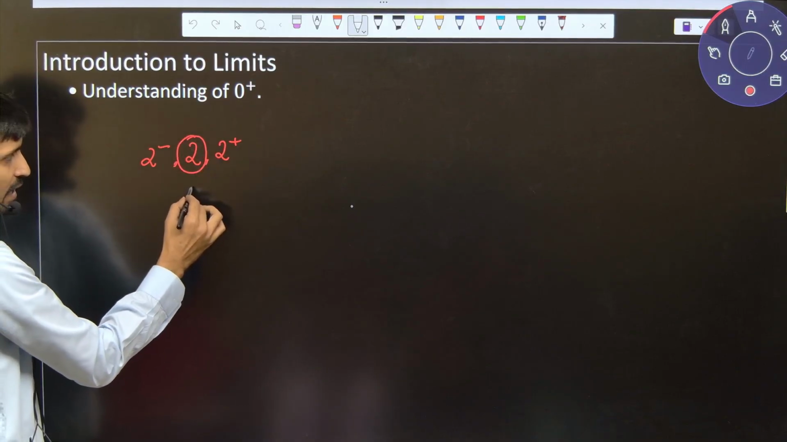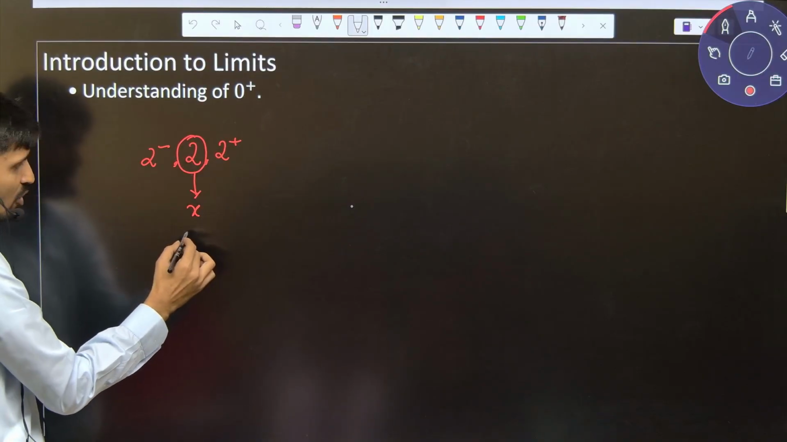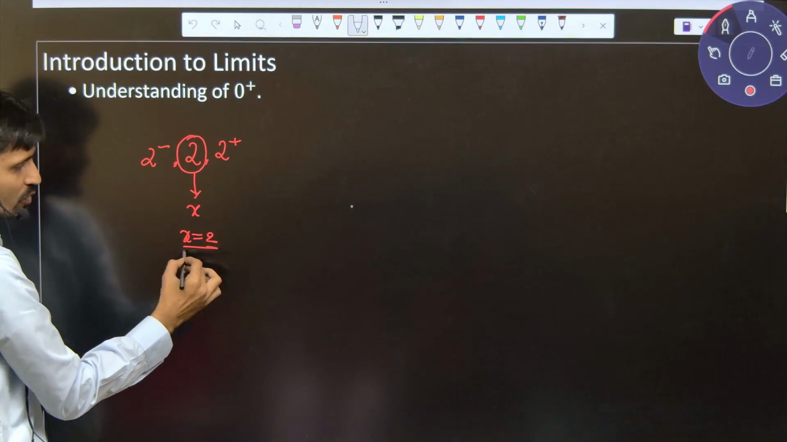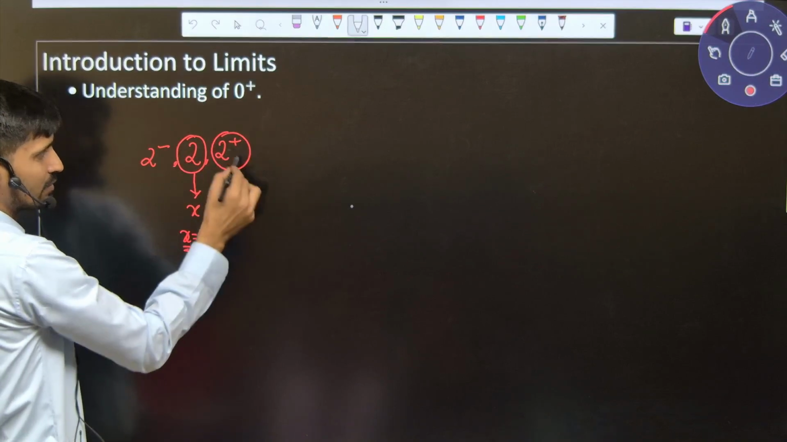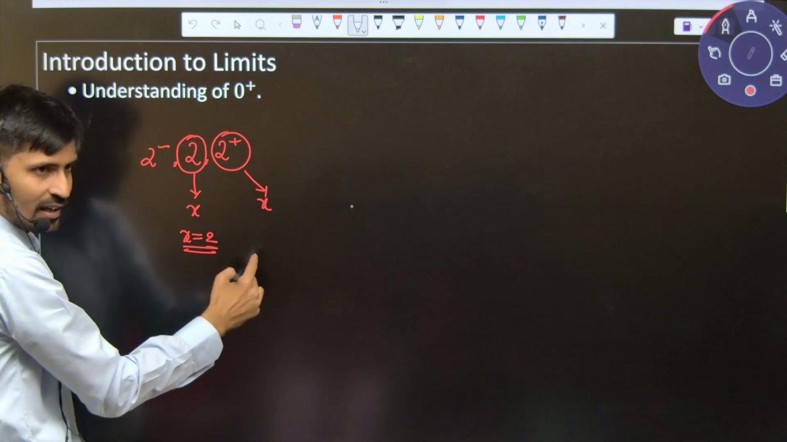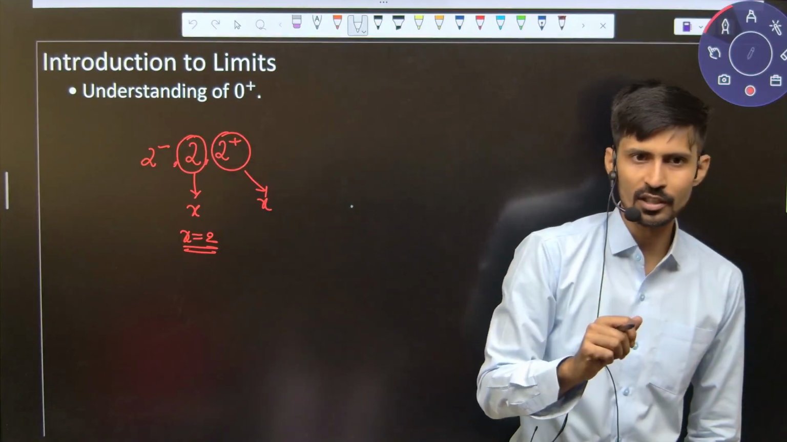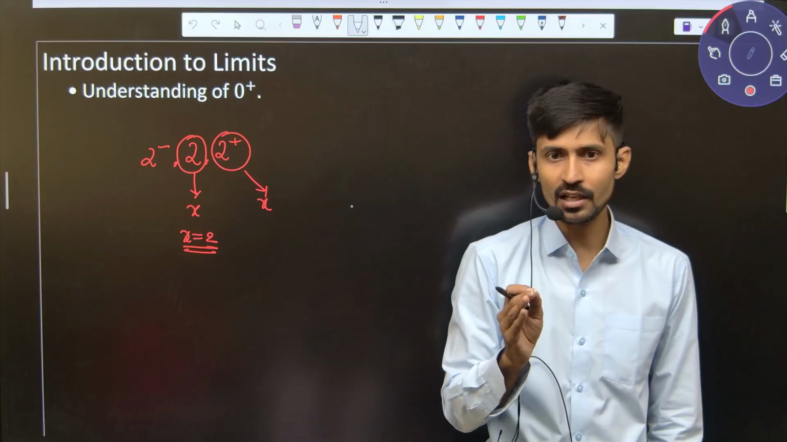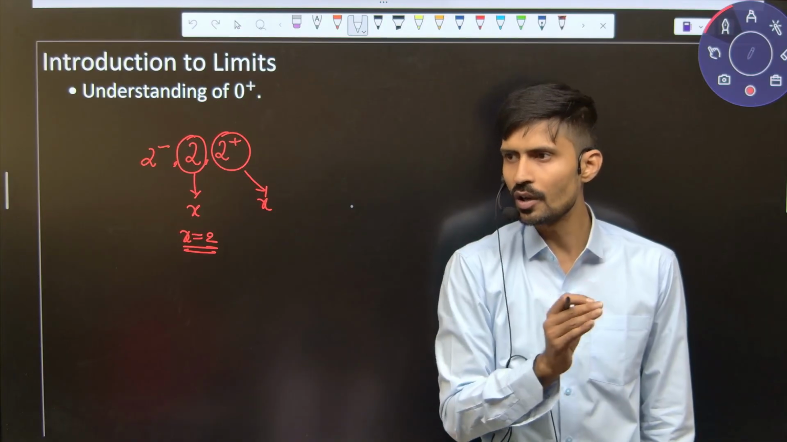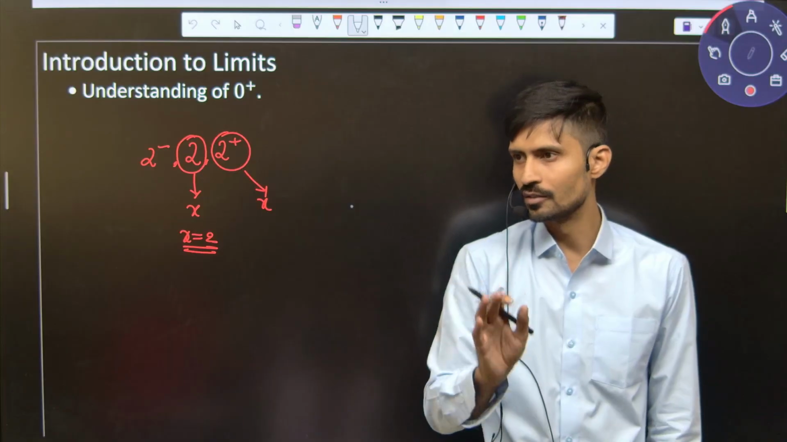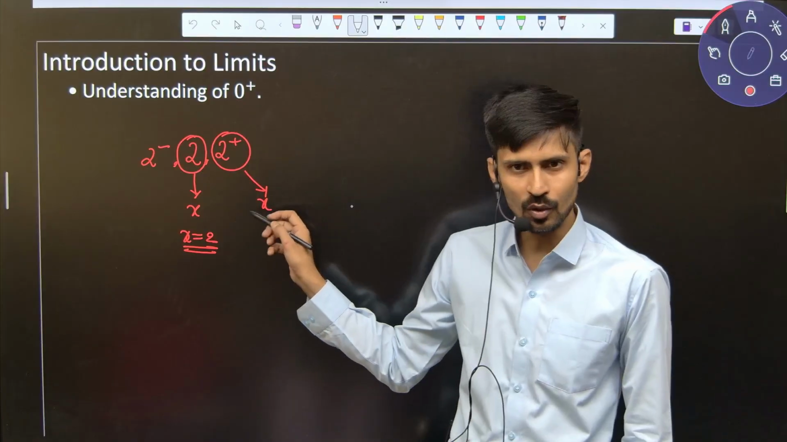Now, if you are naming this number x, you will write x is equal to 2. But if you are naming this number x, you cannot write x is equal to 2 plus, because 2 plus is still unknown. 2 plus means 2.000000000, and how many times we have to put 0 is unknown. It means this number is unknown. So how do we write this?